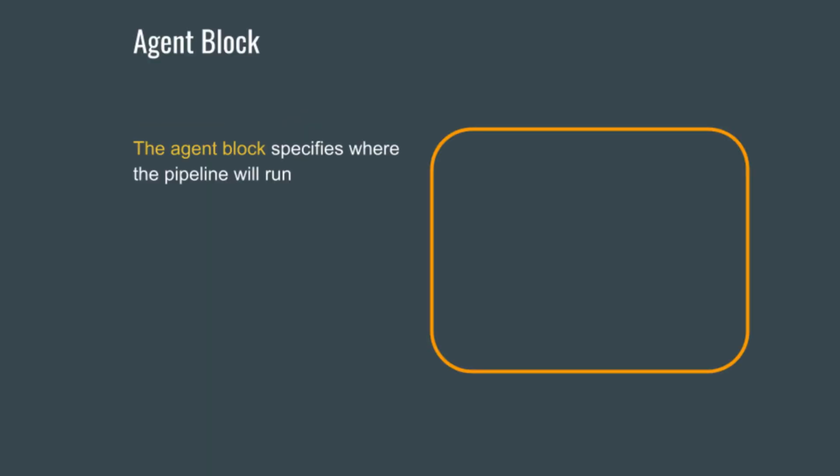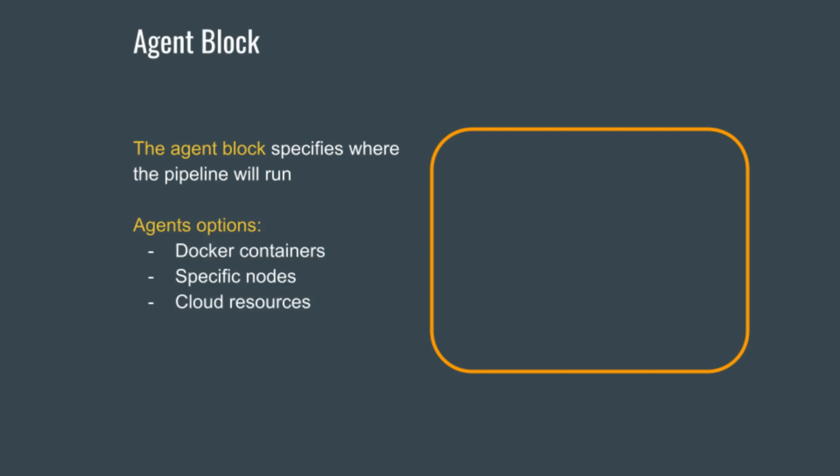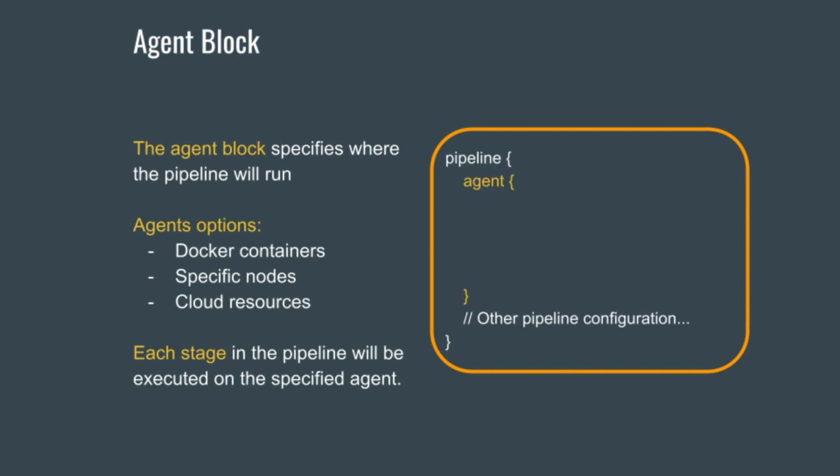Next, agent block. The agent block specifies where the pipeline will run: agent options, Docker containers, specific nodes, cloud resources. Each stage in the pipeline will be executed on the specified agent. In this code, the Docker agent is used.